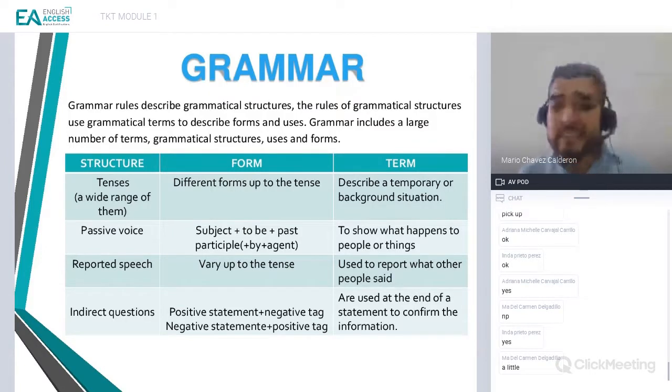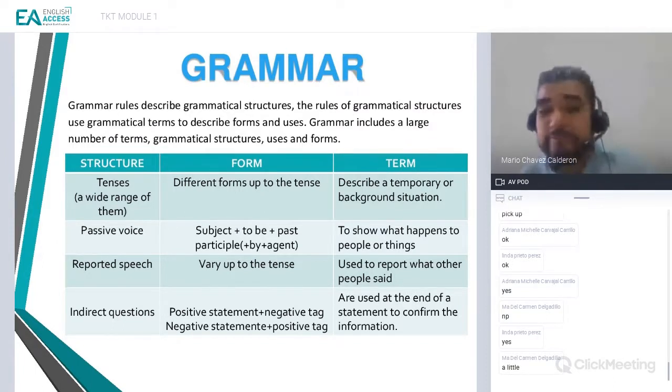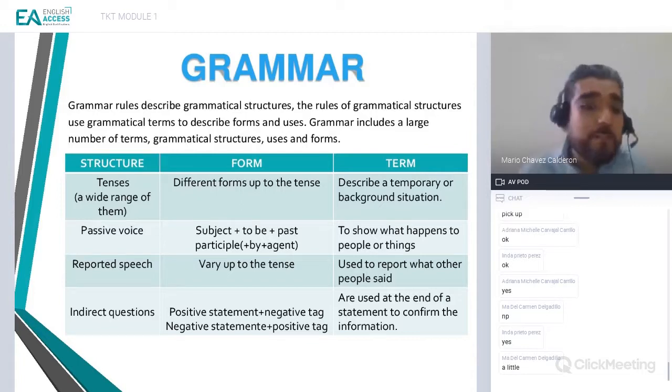We have tenses: simple present, simple past, present perfect, past perfect. All of those are tenses. There are different forms for the tenses. They describe temporary or background situations. We have the active and the passive voice. When we talk about the active voice, the focus is on the doer of the action. When we talk about the passive voice, the focus is on the receiver of the action.